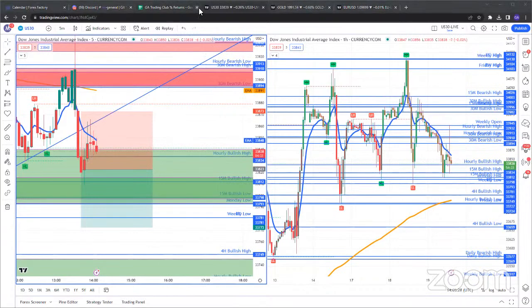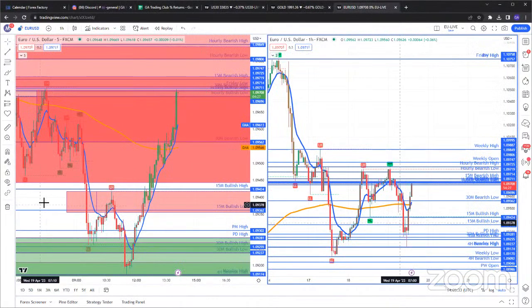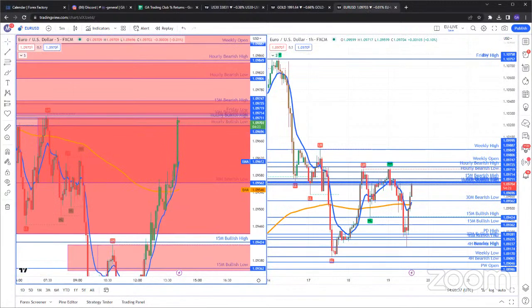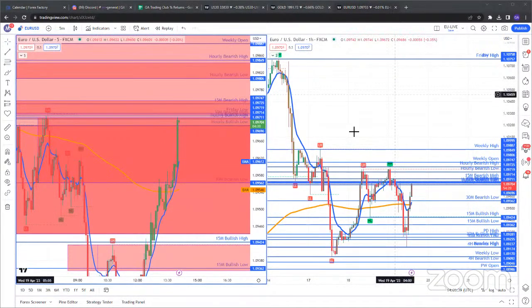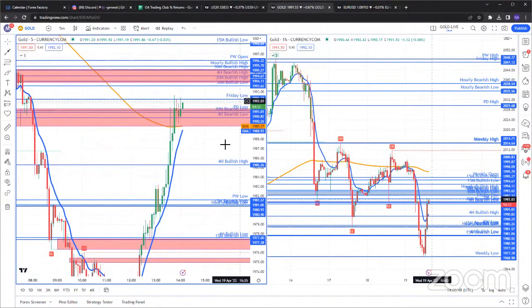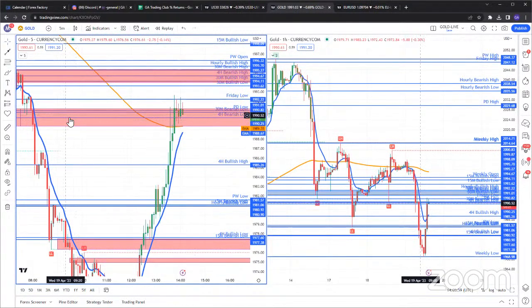And then I'm still bearish on US 30. And for gold and EU, EU is bullish, gold is bullish as well. So for EU, we have a golden cross. We also have a golden cross coming in on gold. Let's see where price is for gold. We have a 4-hour bearish low, a 30-minute bearish low right here, and we also have this supply zone.